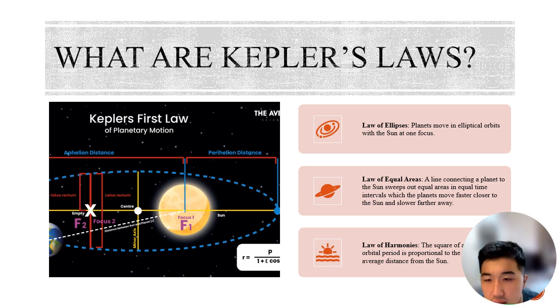The law of harmonies, the last one, states that the square of a planet's orbital period is directly proportional to the cube of its average distance from the sun. This highlights the relationship between the planet's orbit size and its orbital period.